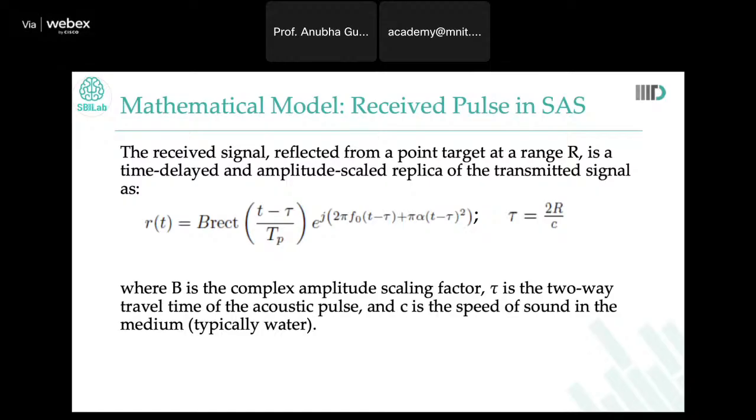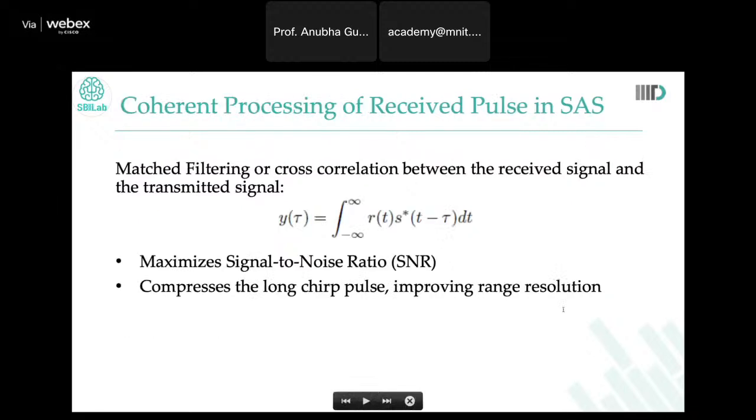Generally, you also do the profiling of that place as well. Now, as we earlier discussed, it actually uses coherent crossing of received pulses. So how would it happen? Matched filtering or cross correlation between the received signal and the transmitted signal.